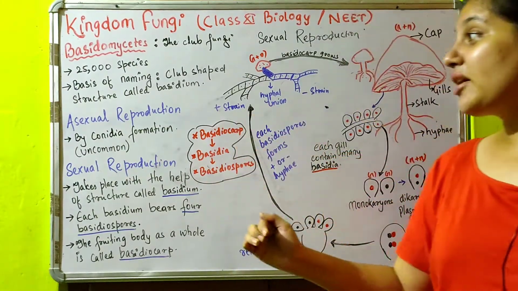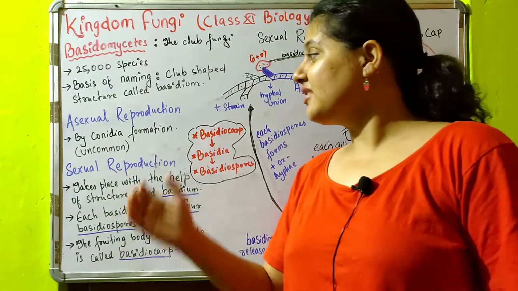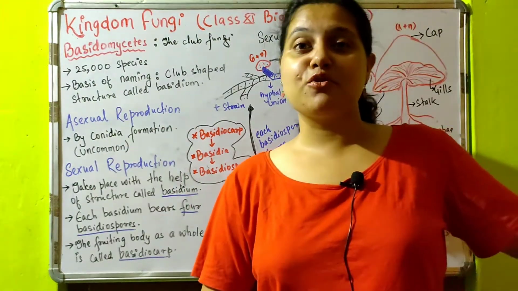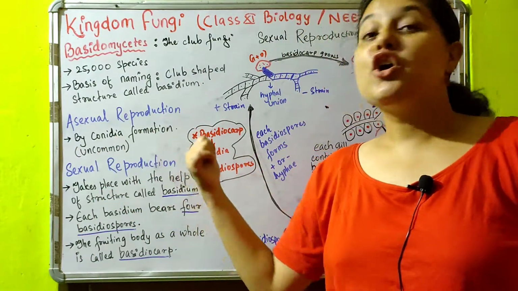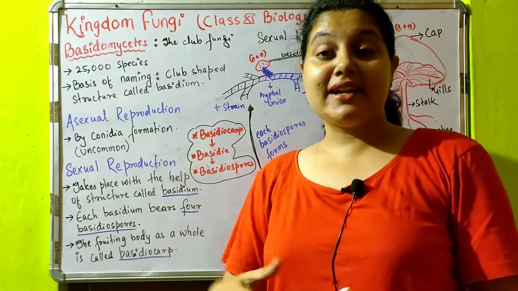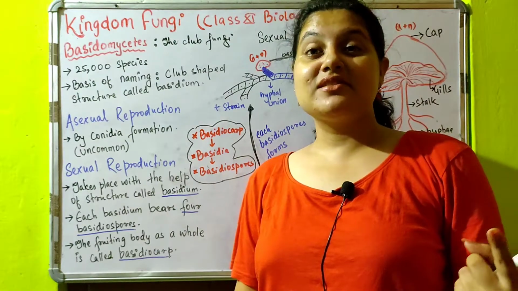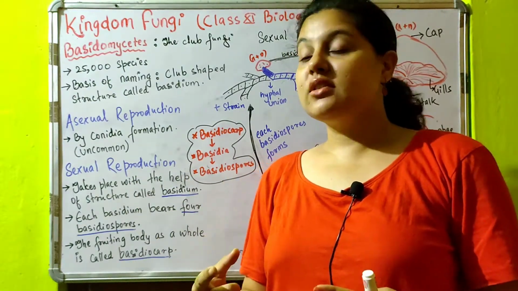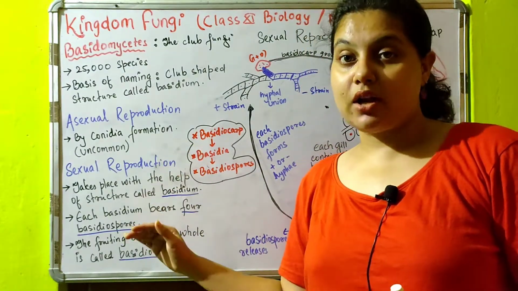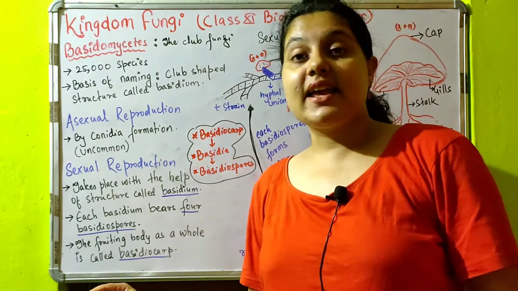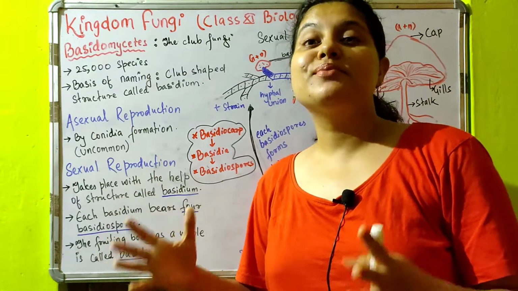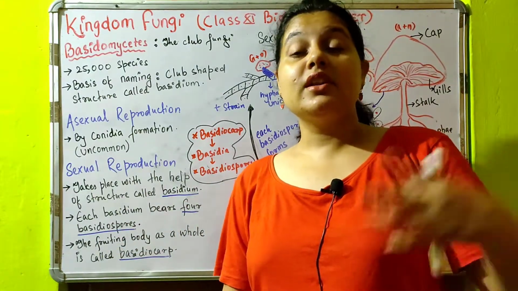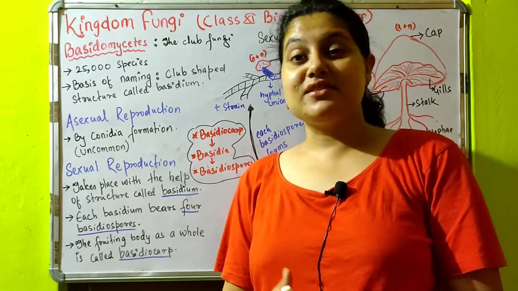Now coming to reproduction, here they also reproduce by the same means as Ascomycetes, that is by conidia formation. The thing is that Ascomycetes and Basidiomycetes are similar in all aspects. The only difference between them is the sexual reproduction part. One forms a sac-like structure and the other forms a club-shaped structure. That is the only difference. Rest of everything between Ascomycetes and Basidiomycetes is the same.